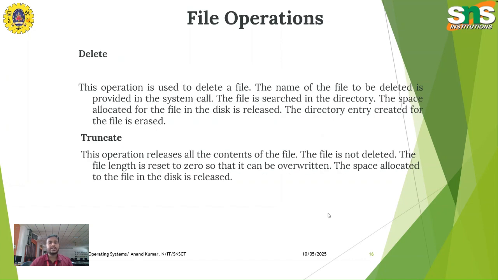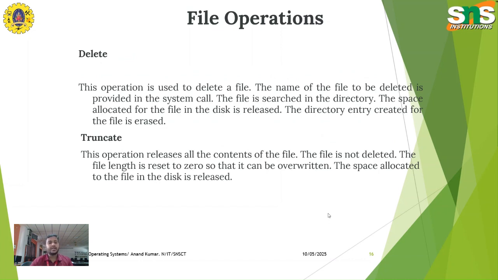So next we know about the terms truncation and of course deleting. Deleting is a system call: the file is searched in the directory and retrieved from the directory, and the allocated file space for that file will be deleted or erased. The directory entry created for the file is also erased. This is what we call a delete system call or delete operation.